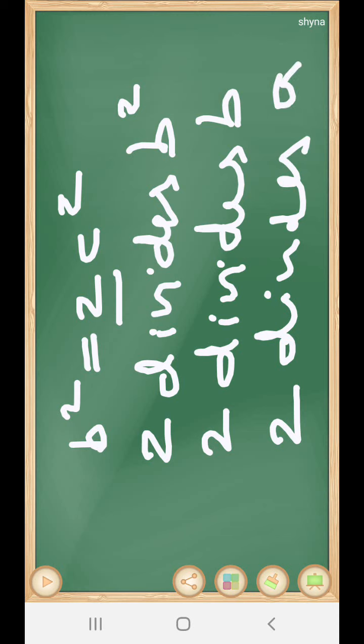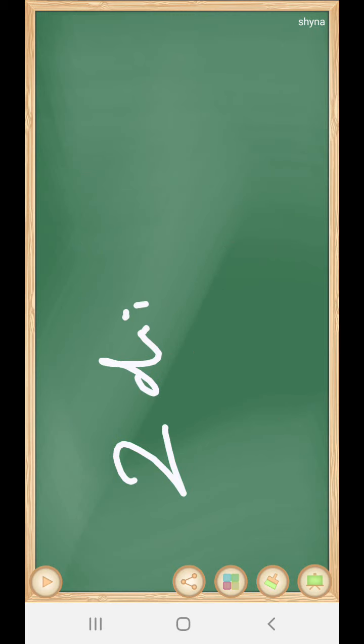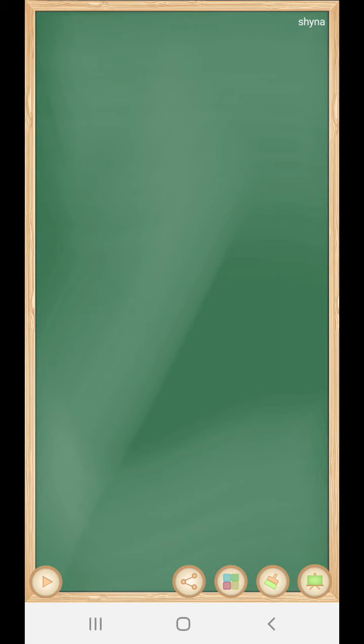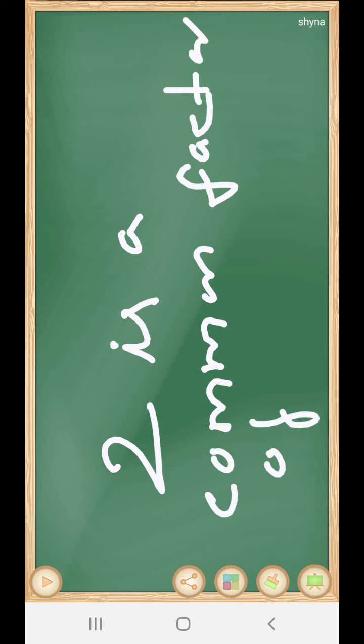Now by using these two statements, 2 divides b and 2 divides a, that means 2 divides both a and b. 2 divides both a and b means 2 is a factor of both a and b. That is, 2 is a common factor of a and b.